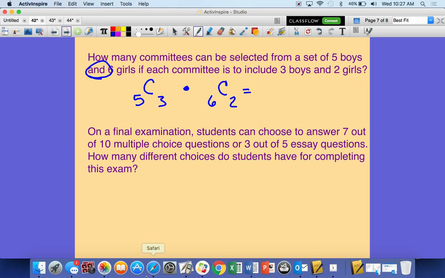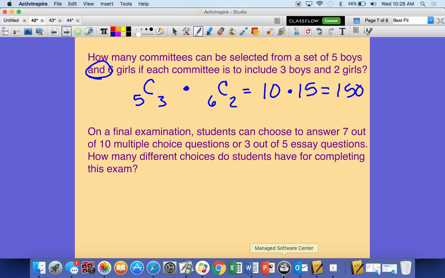Alright, for our first one, for our 5C3, we get a total of 10. For our girls, we get a total of 15. We need to multiply those together. We get 150 different committees that can be formed by using those parameters.